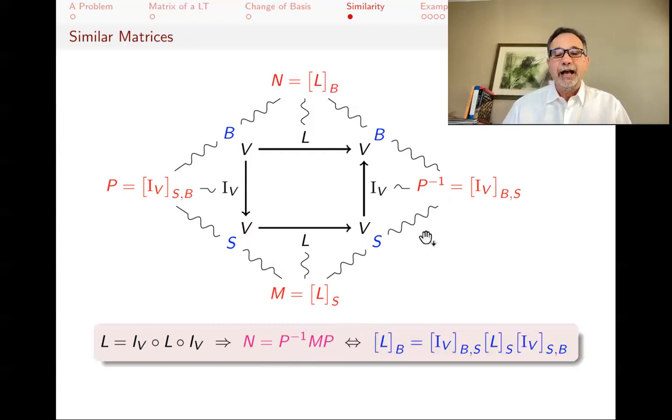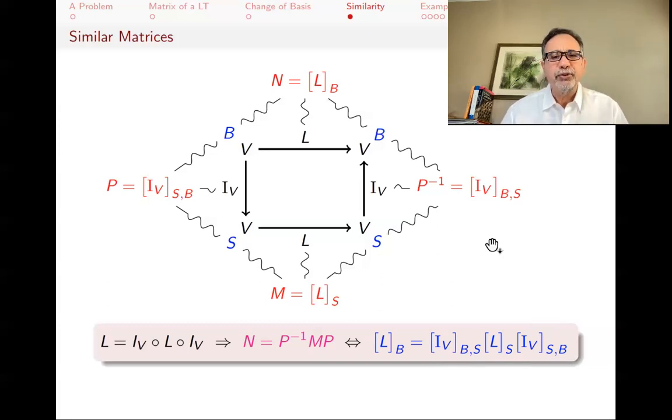And you can write this in a notation that at first seems quite cumbersome, but if you get used to it, is actually sort of helpful: the matrix of L with respect to B is the matrix of identity with respect to S and B, times the matrix of L with respect to S, and then times the matrix of identity with respect to B and S. And remember, these two are change of basis matrices.